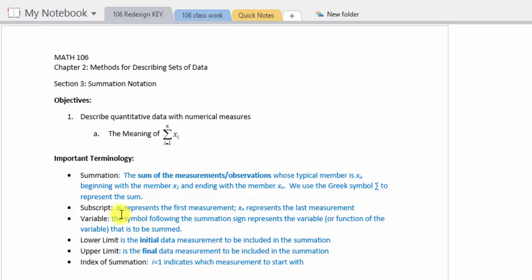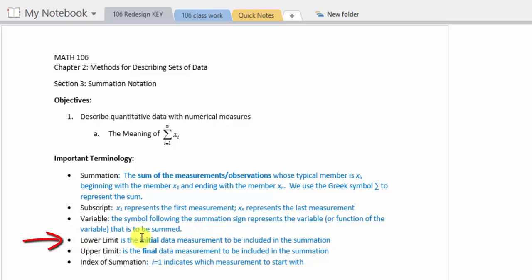So x sub 1 represents the first measurement in our observation, while x sub n represents the last measurement. So if you don't know how many measurements there are in the data set, we're using n to represent the last value. Variable is the symbol following the summation sign, and it represents the variable or function of the variable that is to be summed.